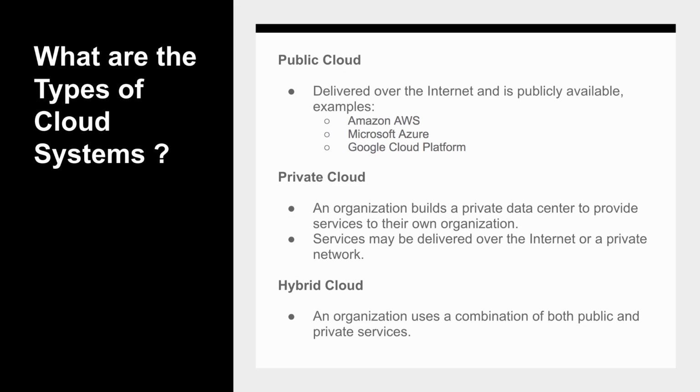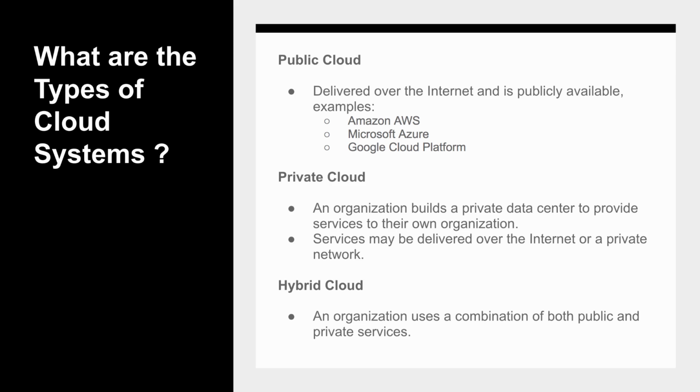The next architecture is a private cloud, and in this case, an organization builds a private data center to provide services to their own organization. And so these services may be delivered over the internet or they may be delivered over a private network. But the key to a private cloud is it's dedicated to a single organization.